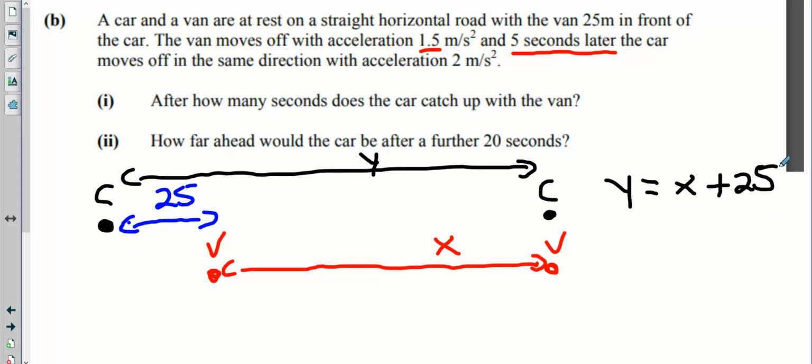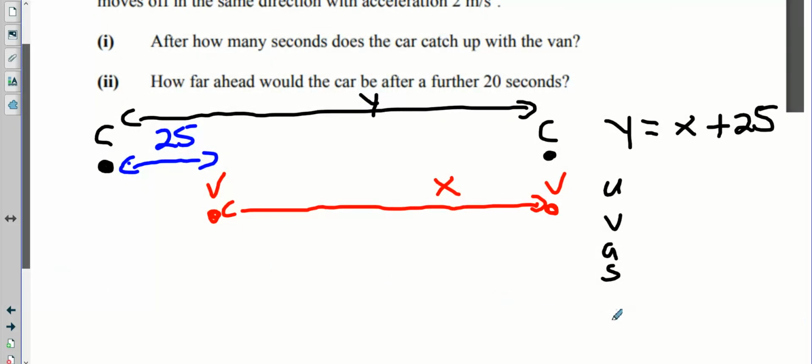Is that okay? So what I'm saying now is that Y has to equal X plus 25. Do you see that? Y equals X plus 25. The distance covered by the car is the same as the distance covered by the van, plus an extra 25 meters. Is that okay? Now you're going to do UVAST for both of them, and most of you are really good at this. You did UVAST quite nicely. Okay, and we're happy with our UVAST. So let's start off with the van. The van's going to be the black one. So it starts off at 0. What's its acceleration?